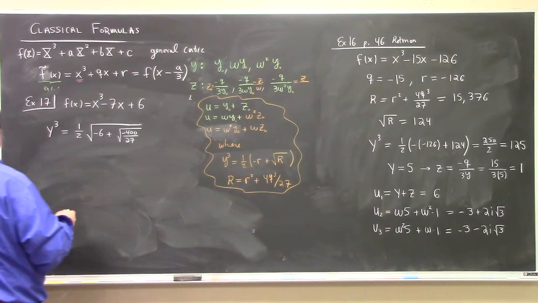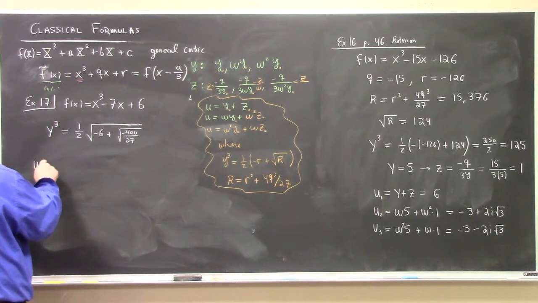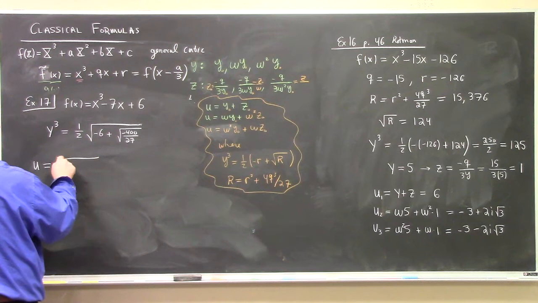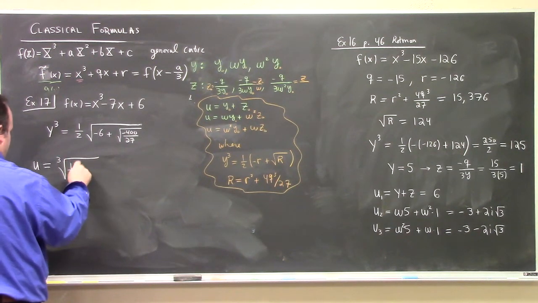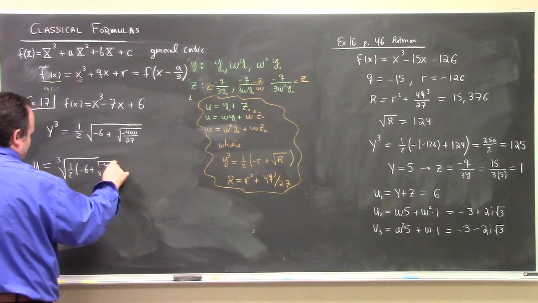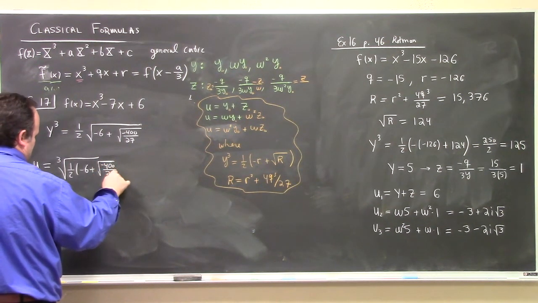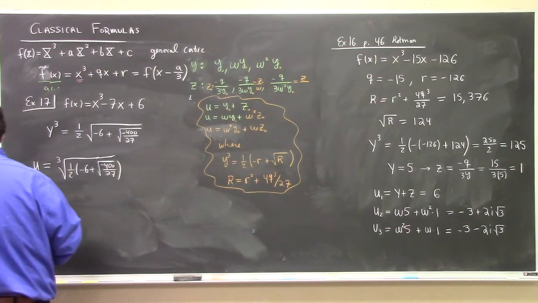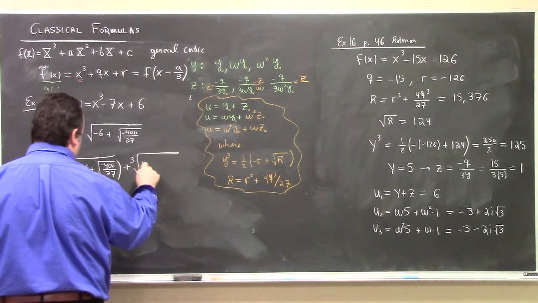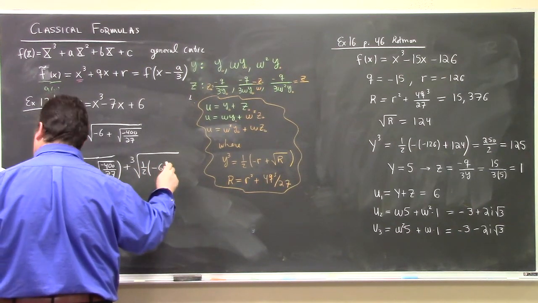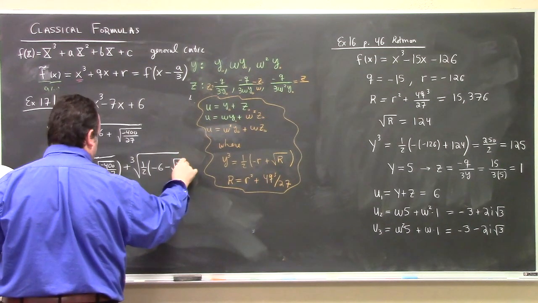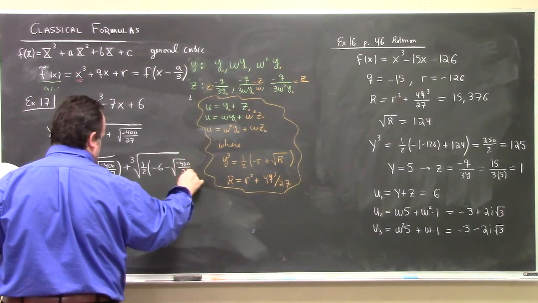So one choice of u ends up being the cube root of 1/2 of minus 6 plus the square root of minus 400 over 27, plus the cube root of 1/2 of minus 6 minus the square root of minus 400 over 27.